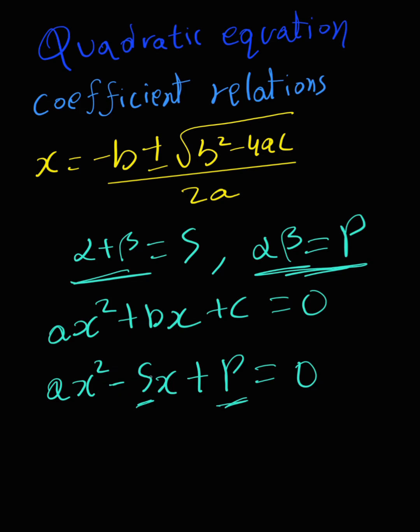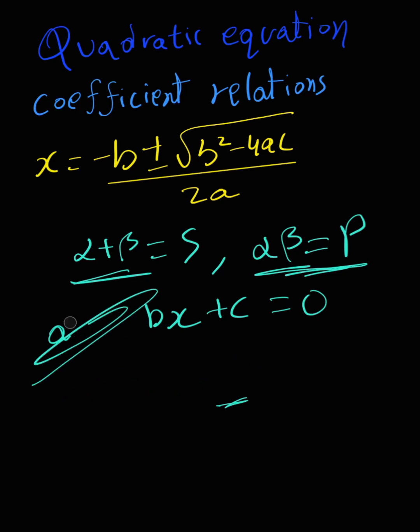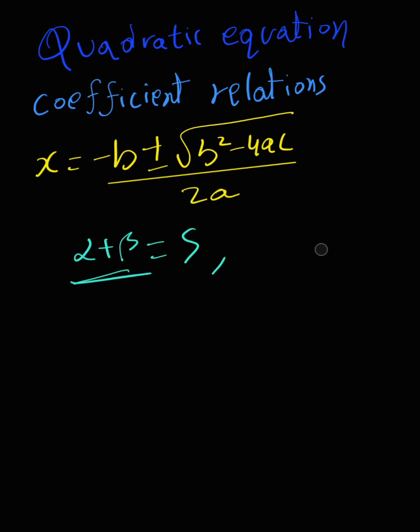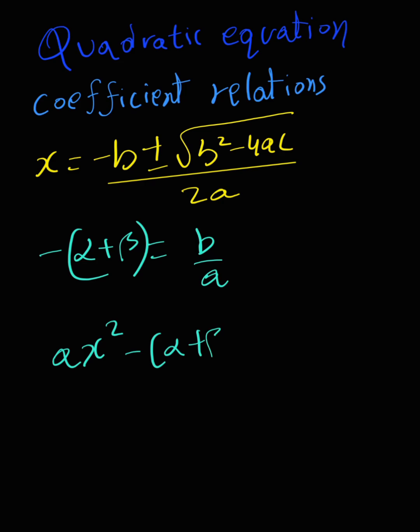Now why did the minus come here? Let's see. Before that, we have to see what alpha plus beta was. Alpha plus beta was minus b by a. Agreed? So this minus transferred over there, and this became minus alpha plus beta in place of b by a. We just put that in, so this became ax square minus alpha plus beta x plus alpha beta equal to 0.